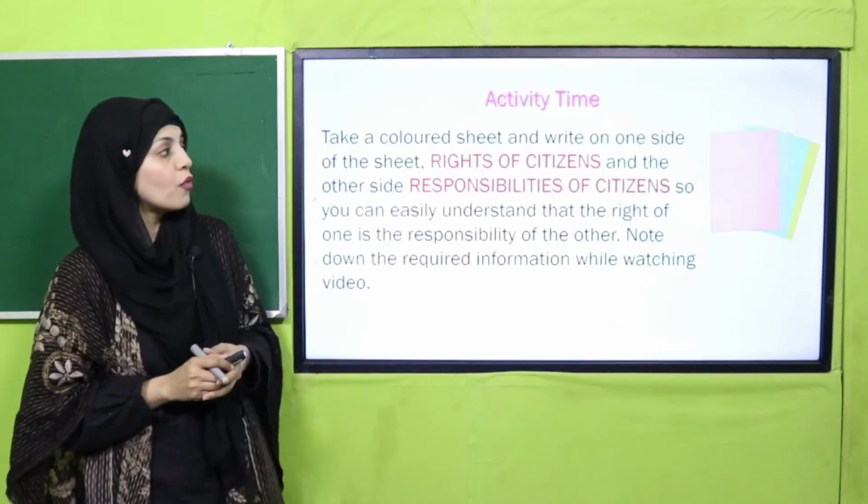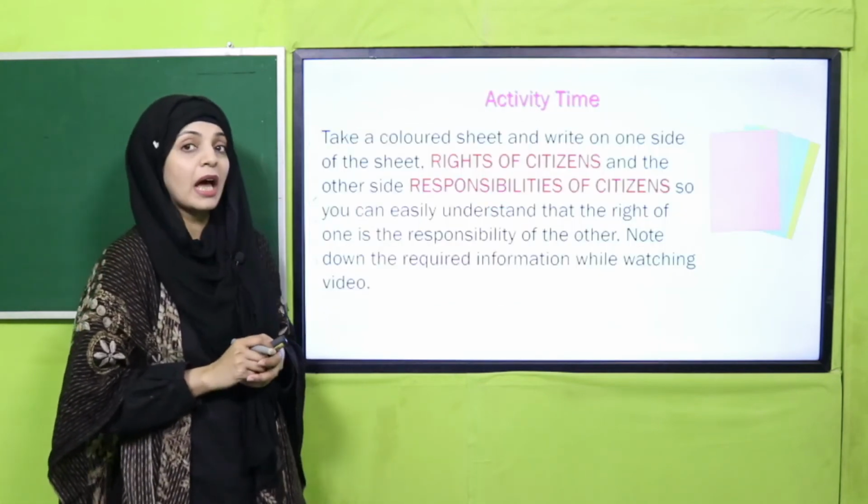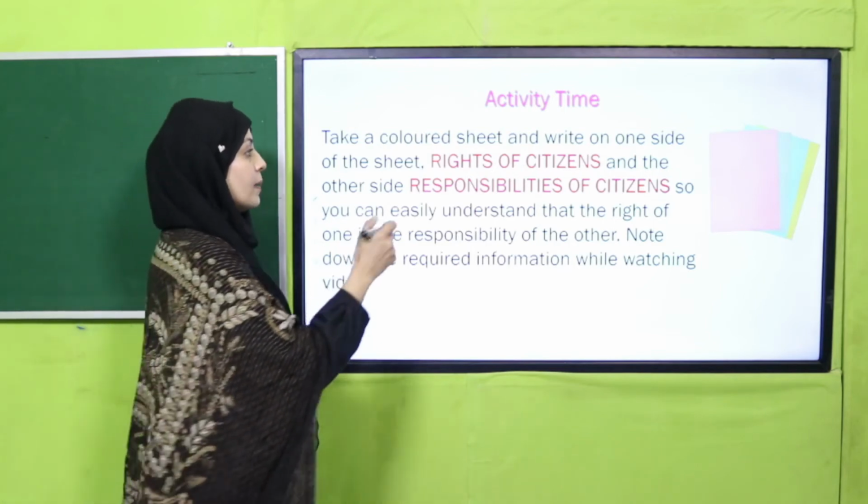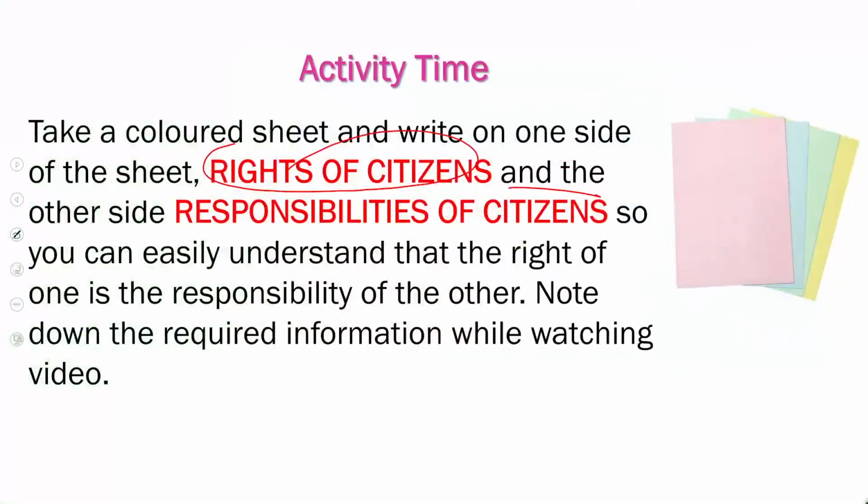From here we will move forward towards the activity time. For that you need colored papers. Take a colored sheet and write on one side rights of the citizen, and on the other side you will write responsibilities of the citizen, so you can easily understand that the right of one is the responsibility of the other. Note down the required information while watching the video.